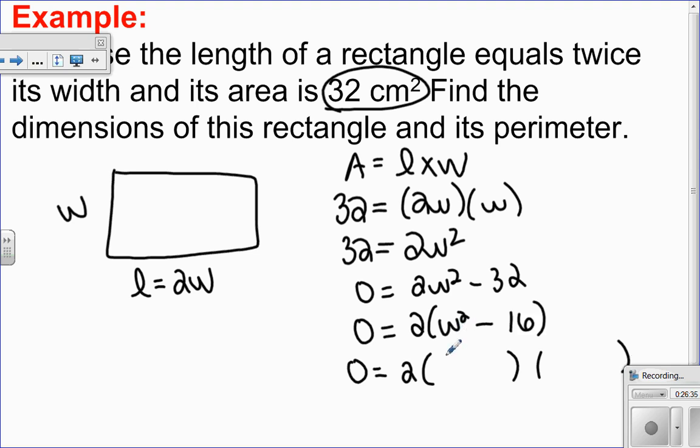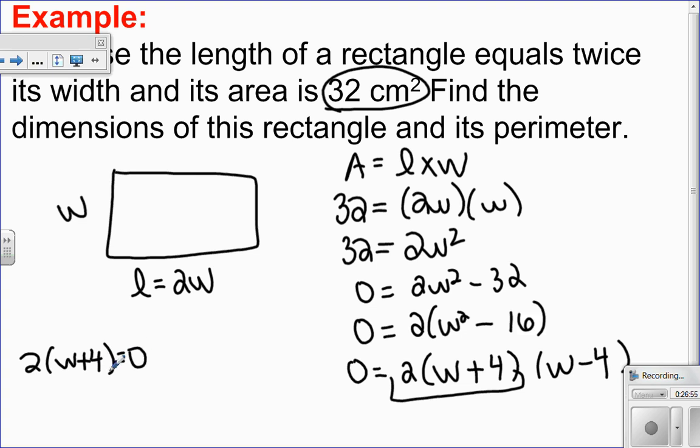So the square root of w squared is w. The square root of 16 is 4. I add one set and subtract the other. So to solve quadratics, we always set each factor to 0. So keep the 2 with the first factor. So I have 2 times w plus 4 equals 0, or w minus 4 equals 0.